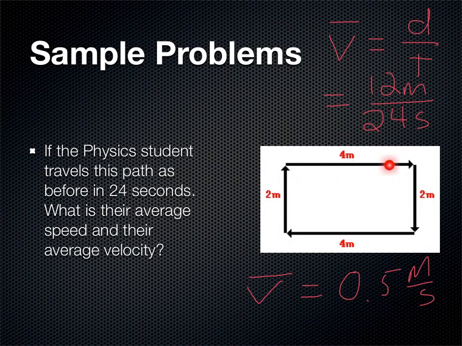So if I start here and I run here and run here and run here and run here, if I end up where I started, then my displacement is 0. In other words, I'm not displaced. I end up right where I started. So the D there is actually going to be 0. So I am displaced 0 meters in 24 seconds. So actually my average velocity is 0. So notice here, my average speed and my average velocity are two different things. My average speed was 0.5 meter per second. My average velocity was 0.